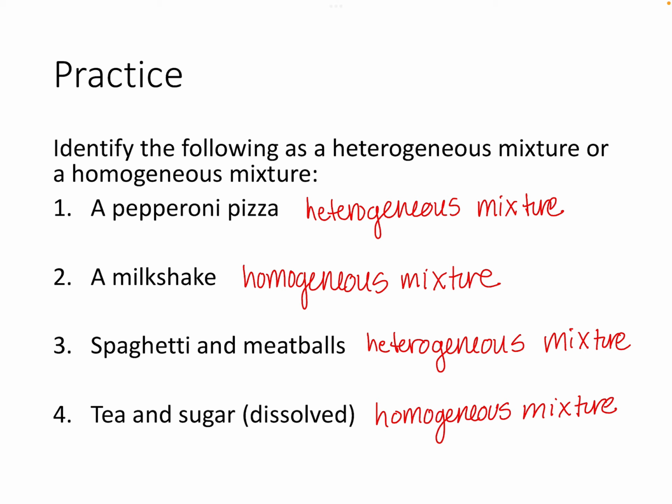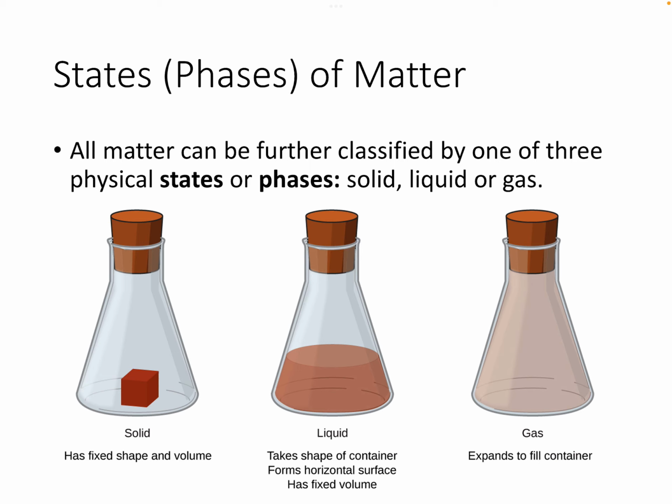Now, there is one other way that we can describe matter, and we've kind of already talked about this a little bit, but we can describe matter in terms of the matter's state or phase. So that could be a solid, a liquid, or a gas. So looking down below, a solid has a fixed shape and volume. So we can see here this cube has a very definite shape and a very definite volume.